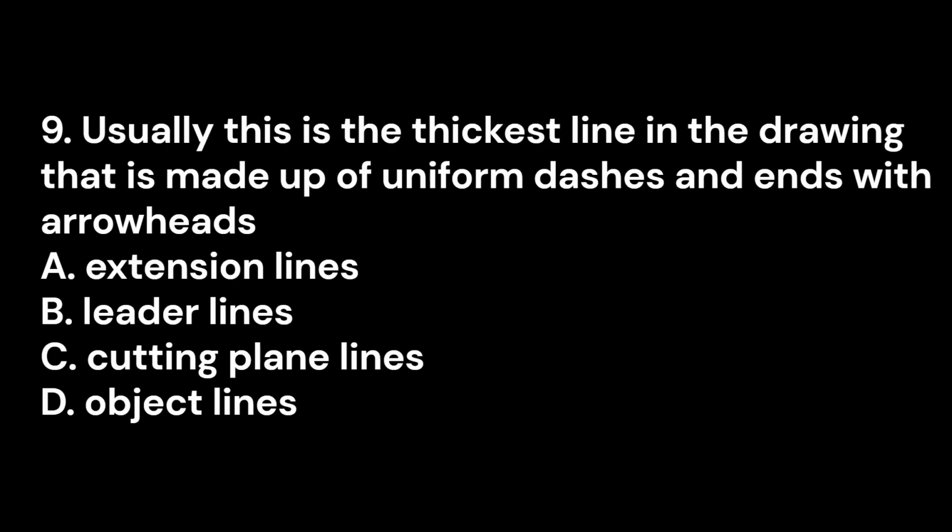Number 9. Usually this is the thickest line in the drawing that is made up of uniform dashes and ends with arrowheads. A. Extension lines. B. Leader lines. C. Cutting plane lines. D. Object lines.